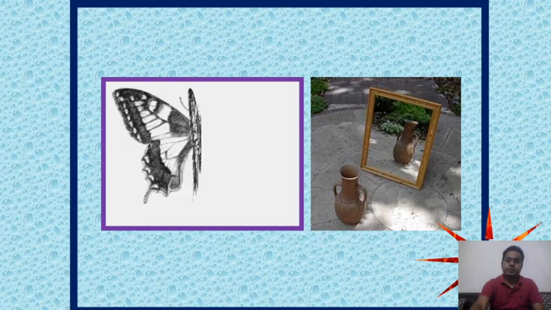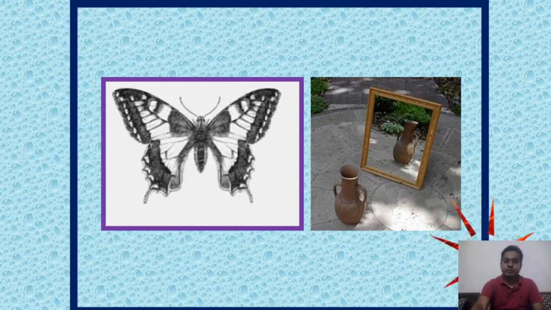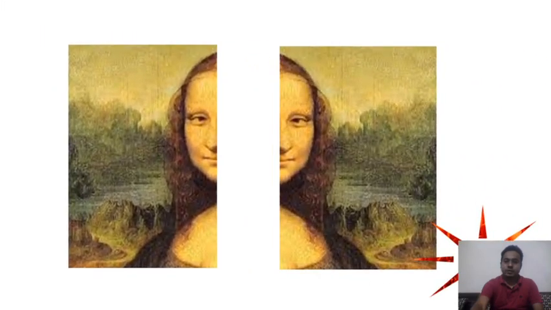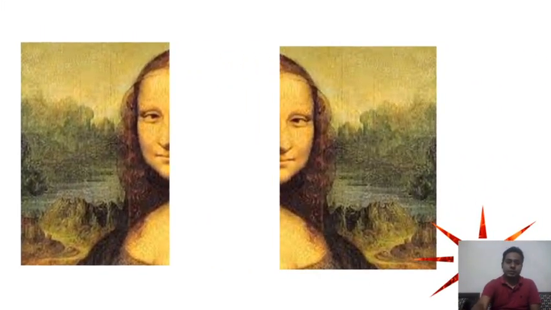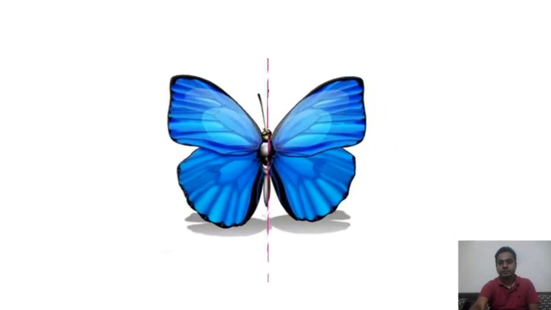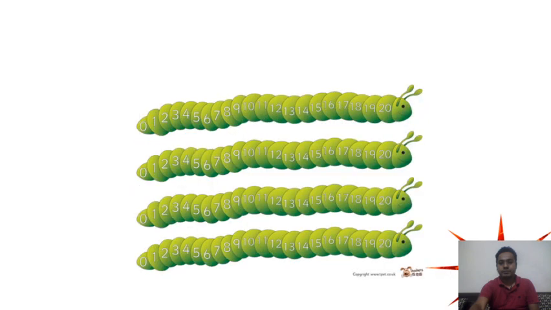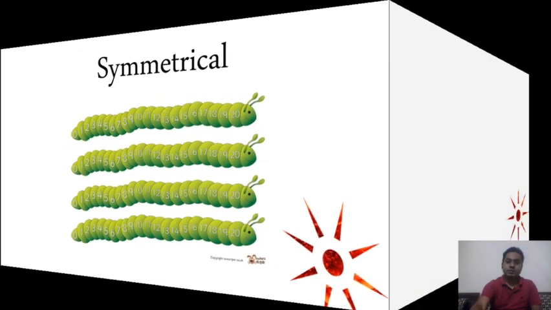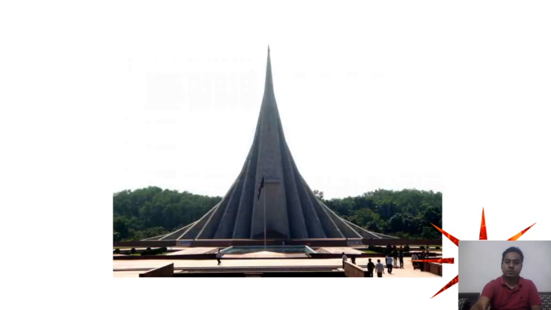Now you can see two symmetrical shapes. It is also a symmetrical shape. This is a painting by Leonardo da Vinci. It also has symmetry. This shape is also symmetrical. This is our historical place. It also has symmetry.